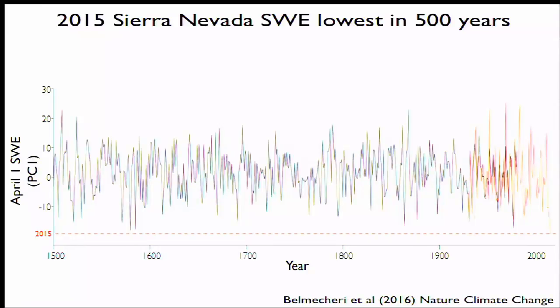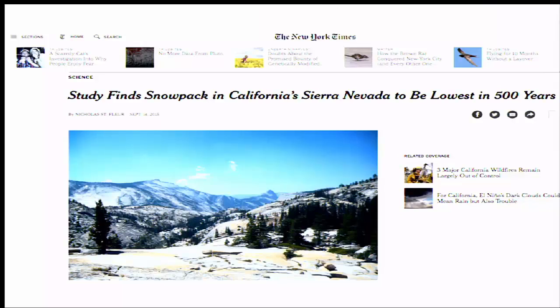Given the relevance of snowpack to the California economy, this was big news. The media hit us hard, in a good way. So I want to just show this slide from the New York Times. I wanted to actually show you the actual paper, but I forgot it. The top half of the page reports on our study that the snowpack is at a 500-year low. The bottom half is what I would like to point you at.